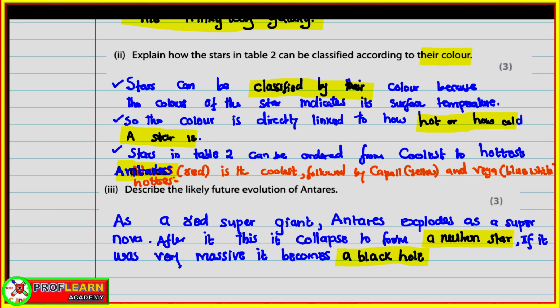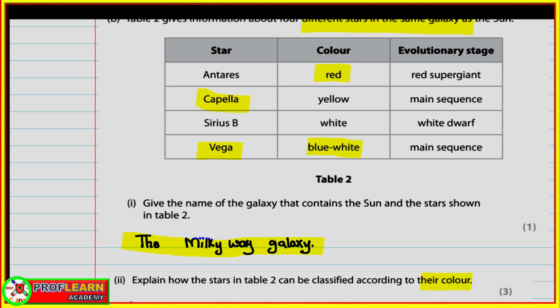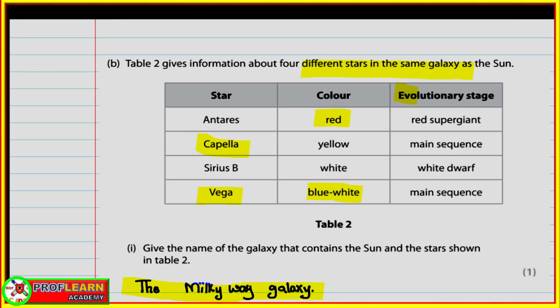Describe the likely evolution of Antares. So we are going to see Antares in its evolutionary stage is at the red supergiant. If a star is at the red supergiant, it means this is a massive star. And if the star is massive, it means it's going to evolve.